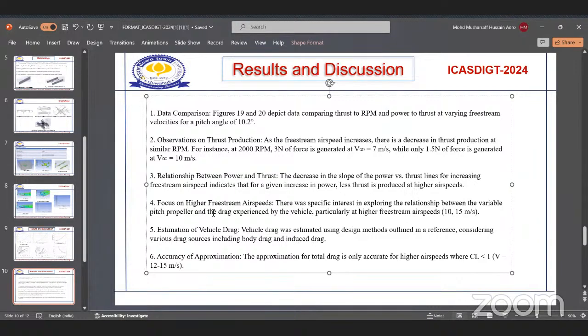Focus on higher free stream airspeed. There was a specific investigation exploring the relationship between variable pitch propeller and drag experienced by the vehicle, particularly at higher free stream airspeed. Estimation of vehicle drag: vehicle drag was estimated using design methods outlined in the reference, considering various drag sources including body drag and induced drag.